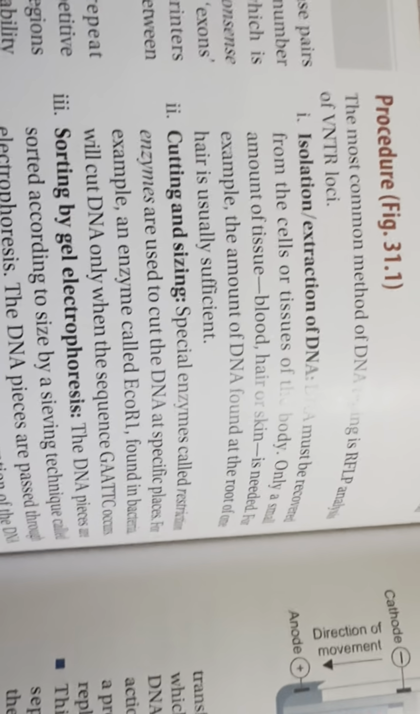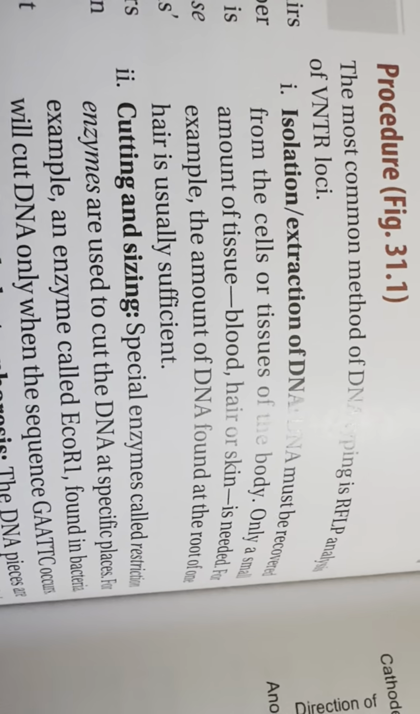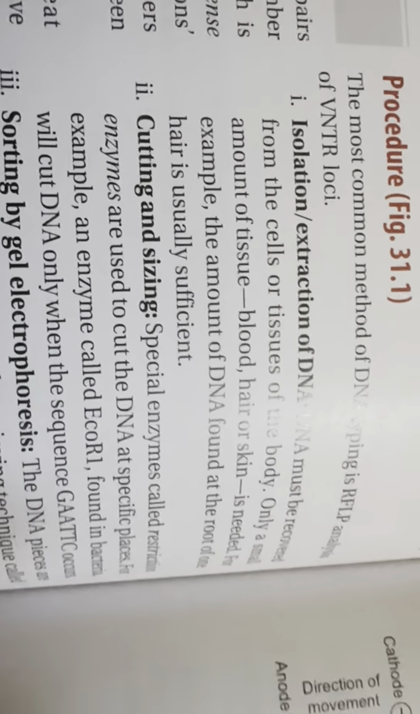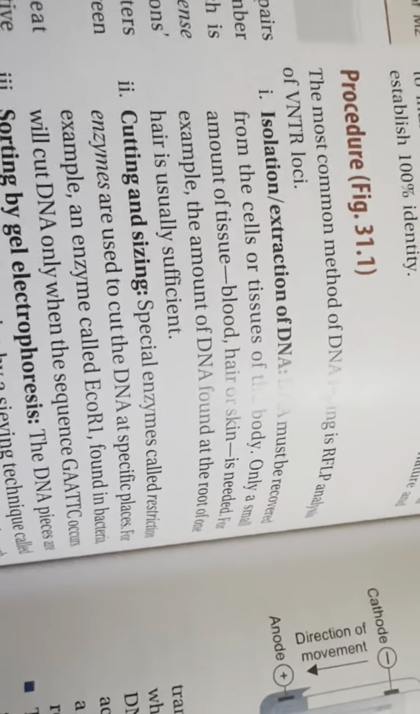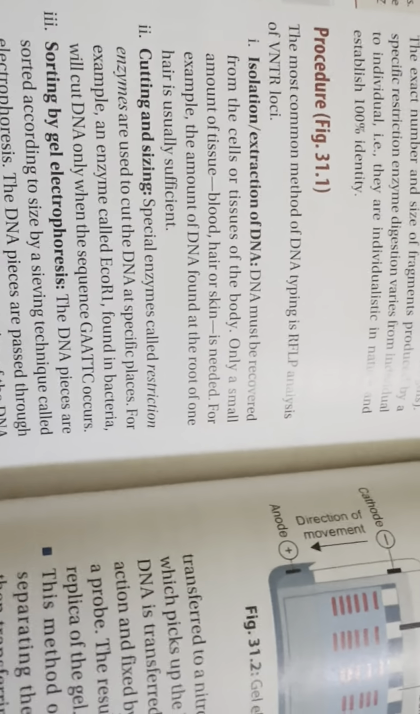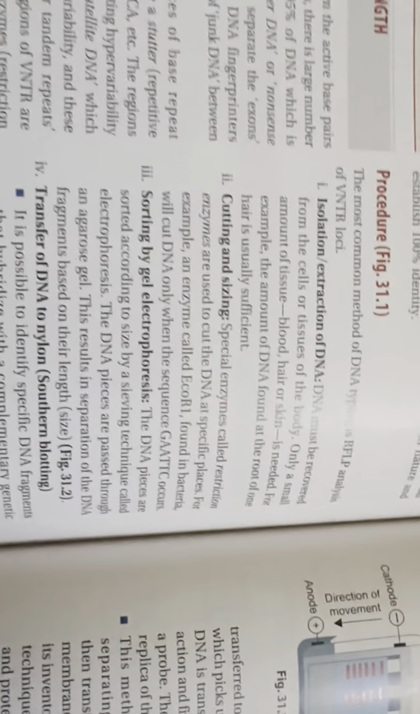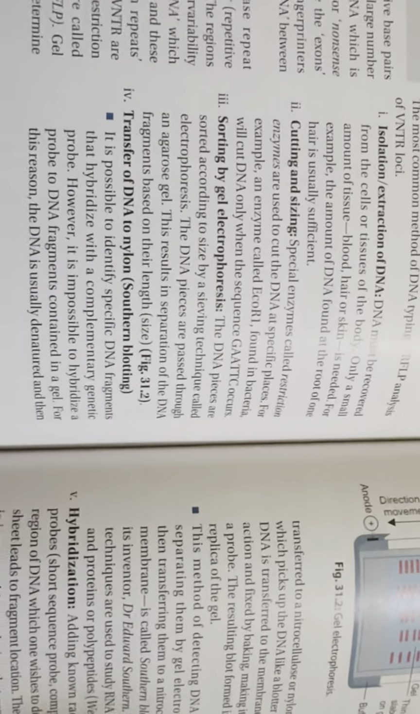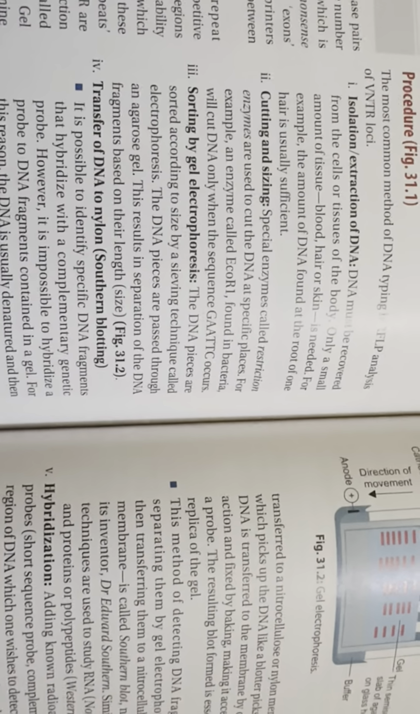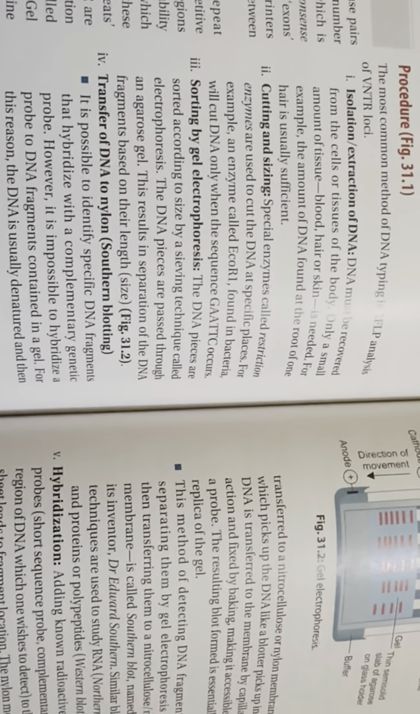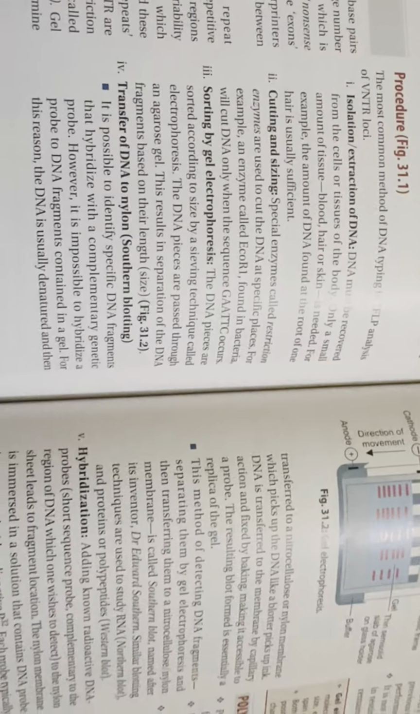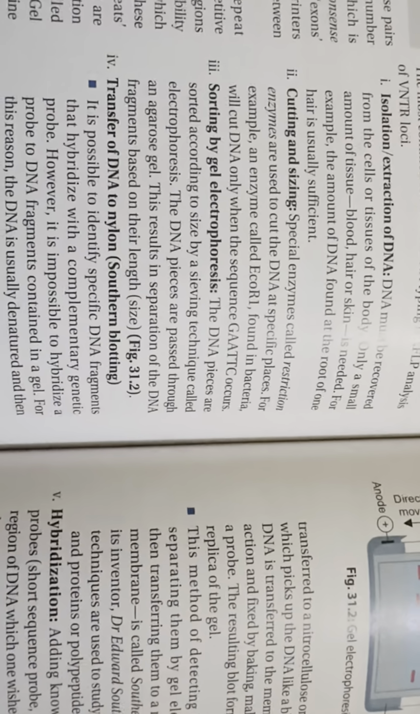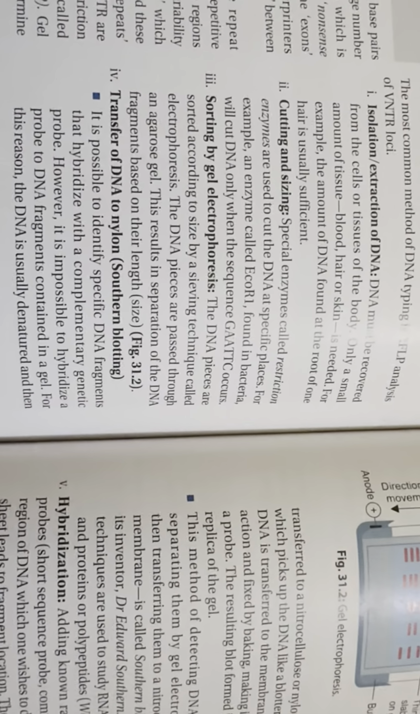Procedure: isolation and extraction of DNA first. DNA must be recovered from the cells or tissues of the body. Only a small amount of tissue, blood, hair or skin is needed. For example, the amount of DNA found at the root of one hair is usually sufficient. Cutting and sizing: special enzymes called restriction enzymes are used to cut the DNA at specific places. For example, an enzyme called E. coli 1, found in bacteria, will cut DNA only when the sequence GAATTC occurs.